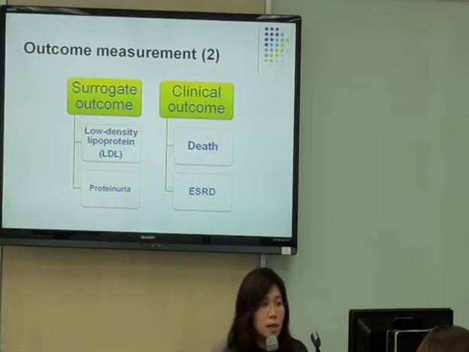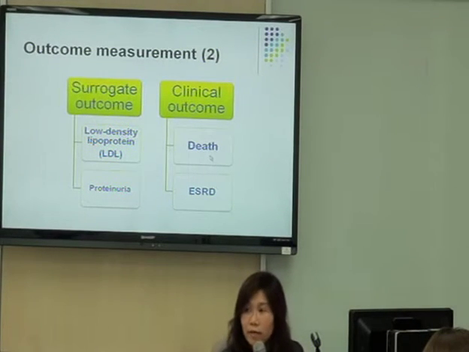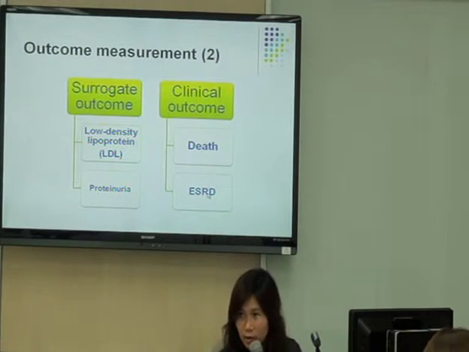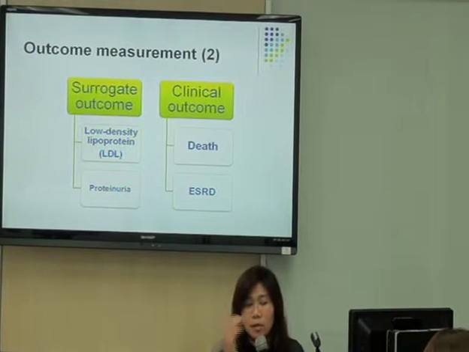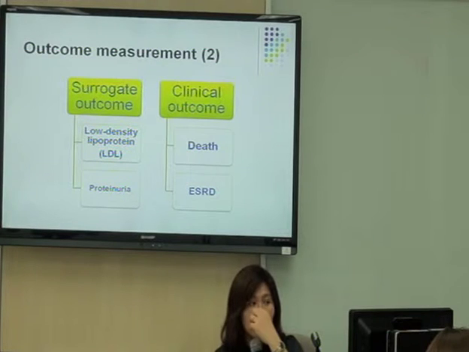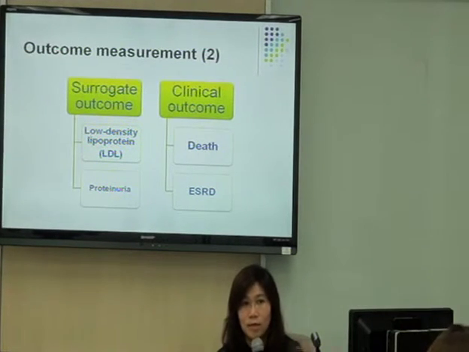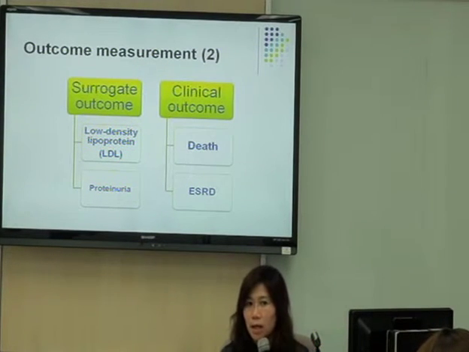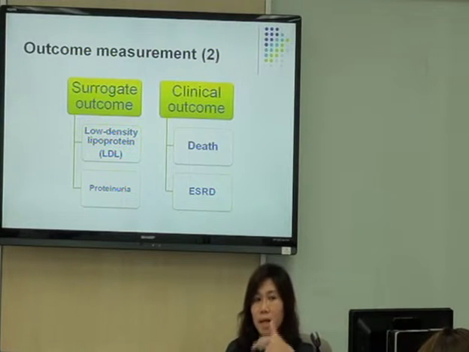For example, low density lipoprotein or LDL we use to be the surrogate of cardiovascular death, or proteinuria we use for the surrogate of end-stage renal disease. So these ones come before the clinical outcome. Mostly right now you might be familiar with the word biomarker, still surrogate, right? But biomarkers might be both surrogate or mediators.